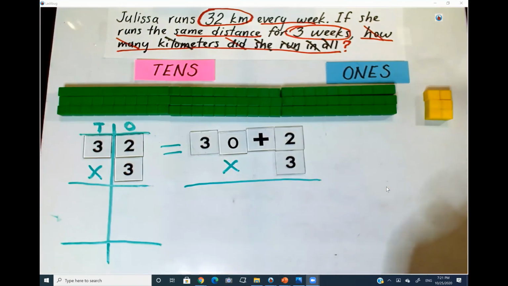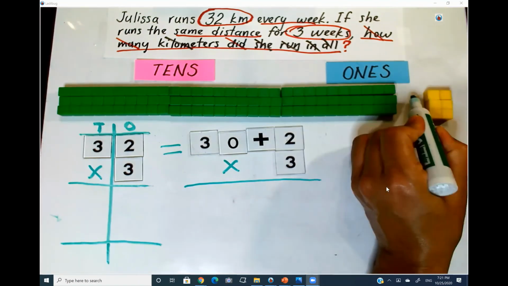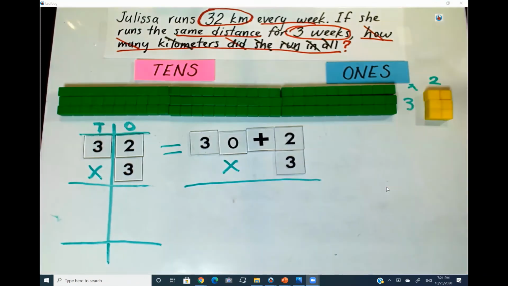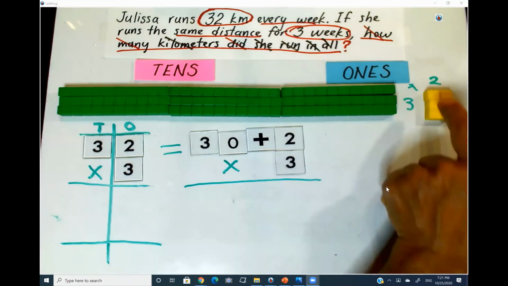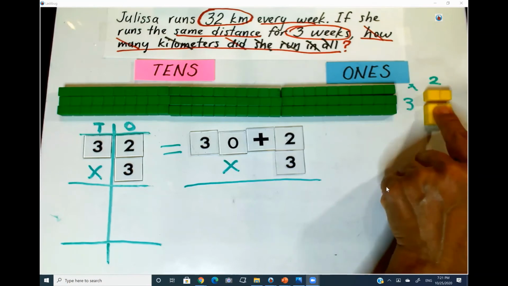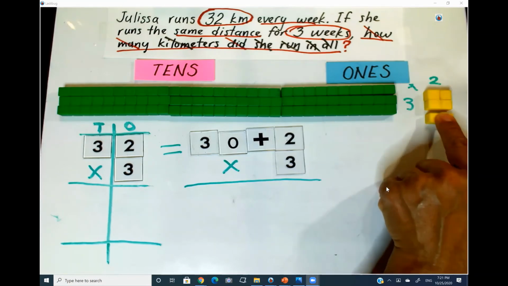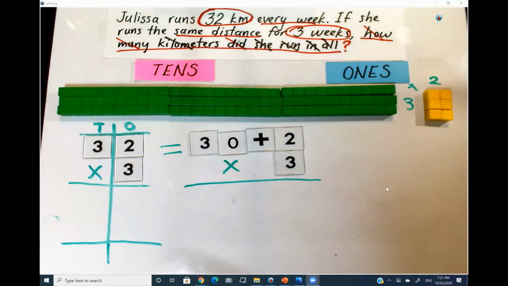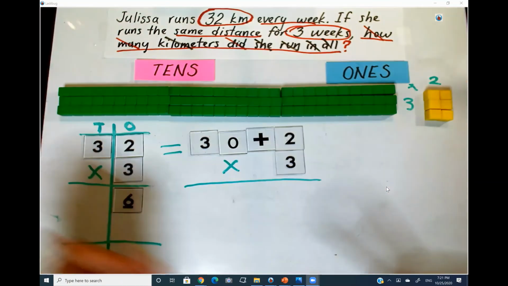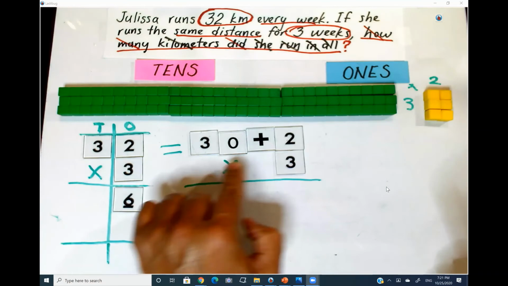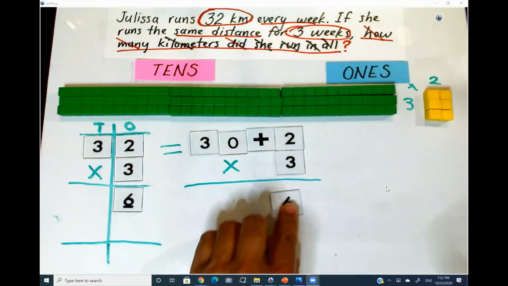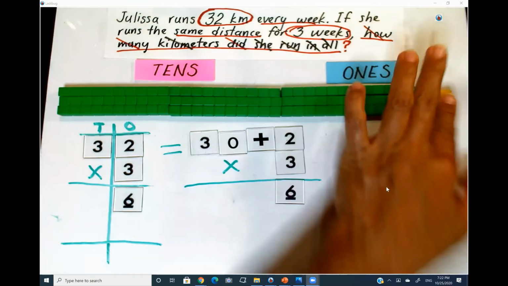So if you notice, this is a little area model that says 3 groups of 2. And we know the answer is going to be 6. We can count them: 2, 4, and 6. So 3 times 2 is going to be 6 ones. And the same here, 3 times 2 is going to be 6 ones, the same thing, and we can see it here.